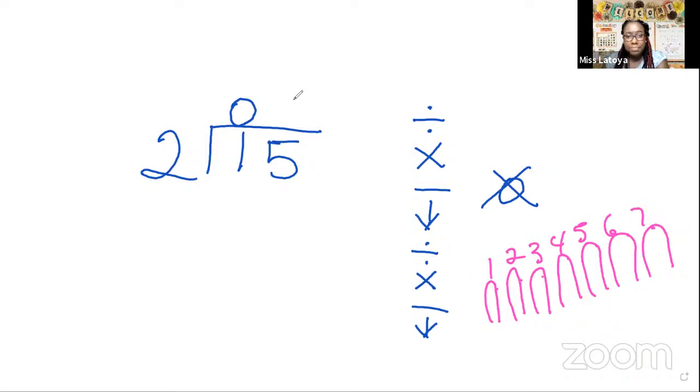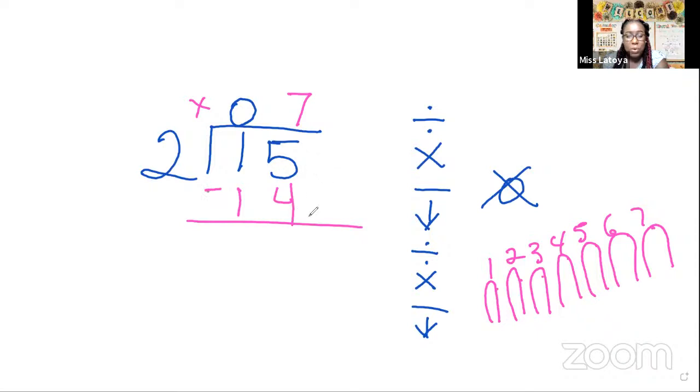Where am I going to write that 7? I am writing that 7 on the top. What is my next step? The next step is to multiply. 2 times 7 is going to give me 14. And for those of you who are not sure how much 2 times 7 is, you can put up 7 fingers, touch each finger and count in 2's: 2, 4, 6, 8, 10, 12, 14. 2 7s are 14. Now we are going to subtract.